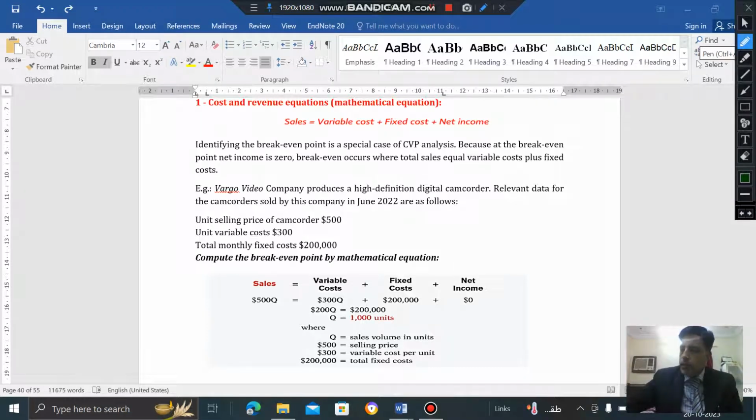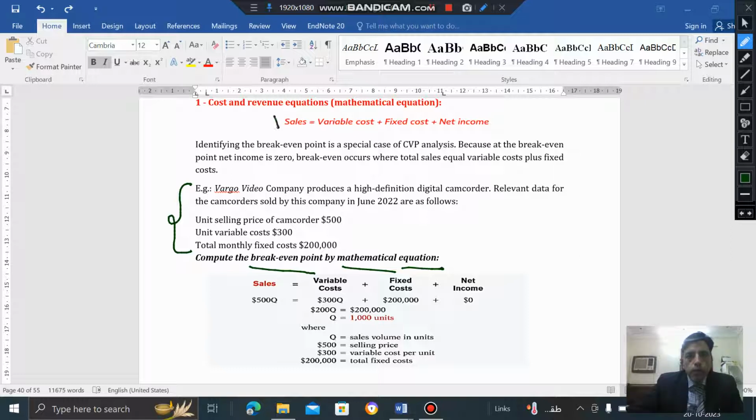Okay, see the question here from your textbook. First of all, let me read this question and then I will explain how we are going to compute the break-even point in terms of unit by mathematical equation. First of all, I will let you know how we calculate from the mathematical equation, then I will let you know the unitary method also. Then we will derive one formula.